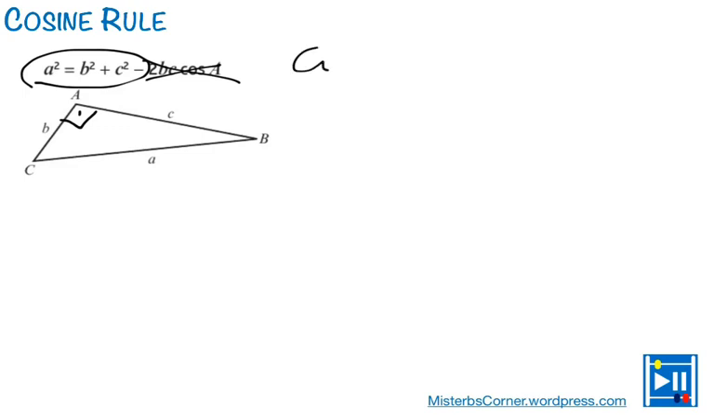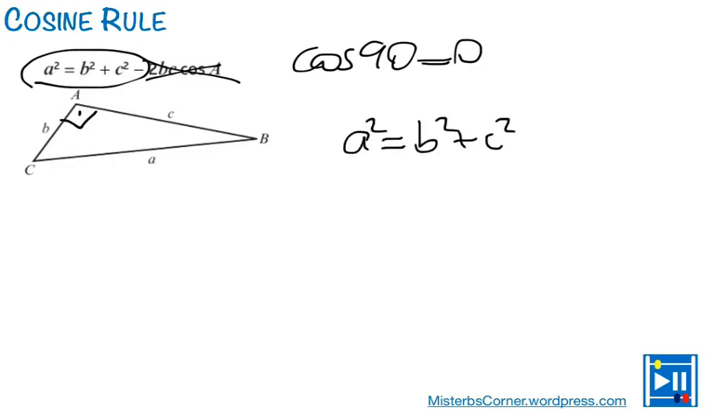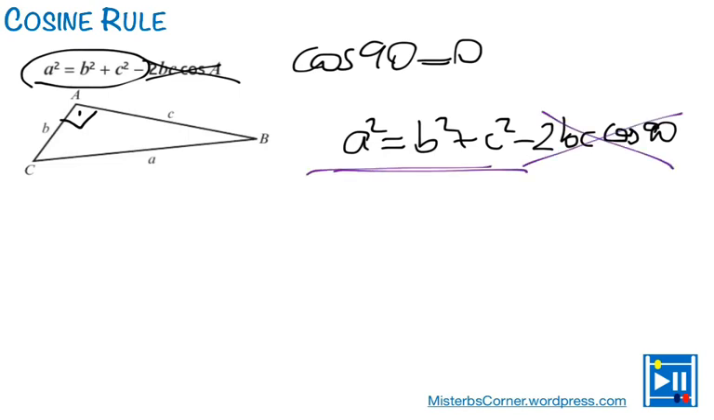Now remember, cosine 90 degrees is 0. So a squared equals b squared plus c squared minus 2bc cosine 90, right? This bit becomes 0 and you end up with Pythagoras.